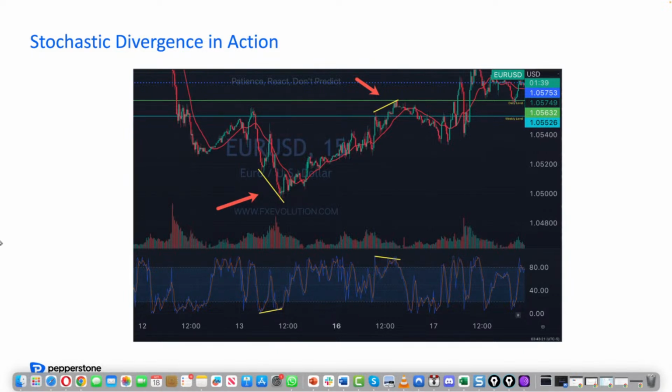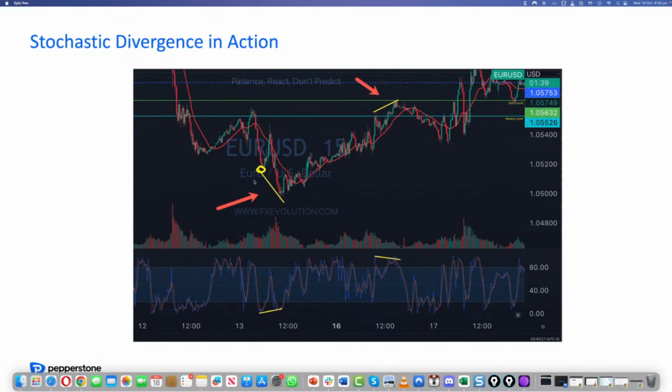So here's an example we took recently. This is literally just from a week ago or so, on the euro US dollar at the time of this recording. And you can see here we've got the euro US dollar making a lower low. So you've got a low and a lower low. It kind of looks like the one we had before on the slide.